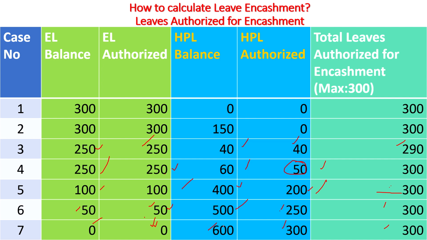That is why you should not spend EL at your will and wish. You should retain the EL till the end of retirement. If the balance is 300, as in the first case, you will get a good amount. If it is 0 and HPL is this much, you will get less amount compared to the first case. And one more point: sometimes you may have EL 250 and only 40 HPL, then the total will be only 290. You are losing that 10 quota that you could have encashed if you had saved that leave at the time of retirement.